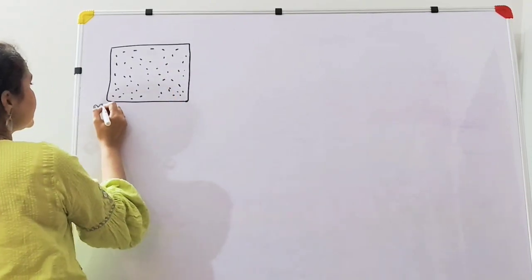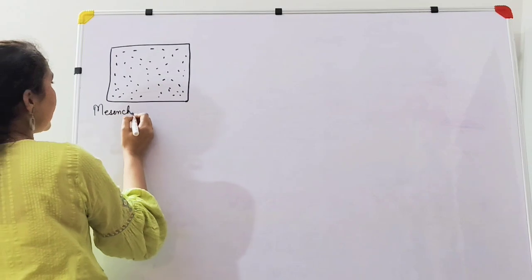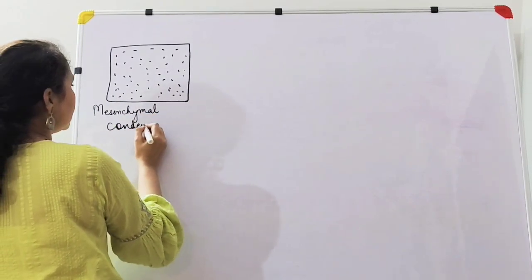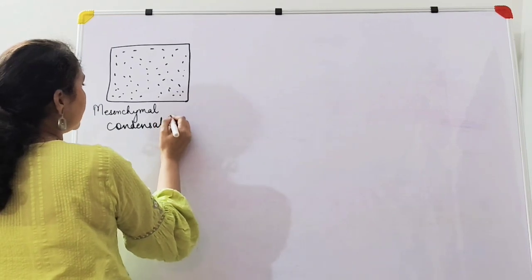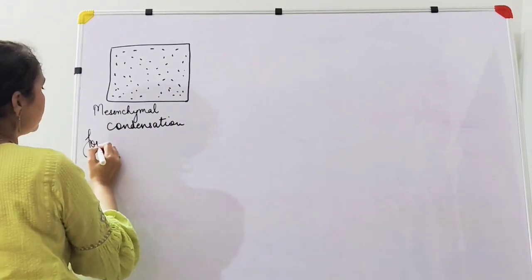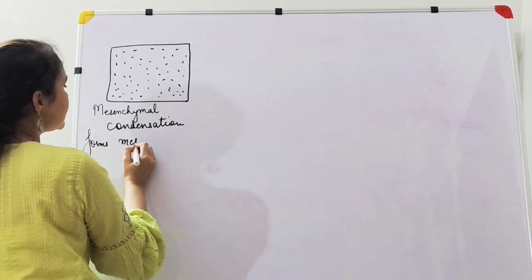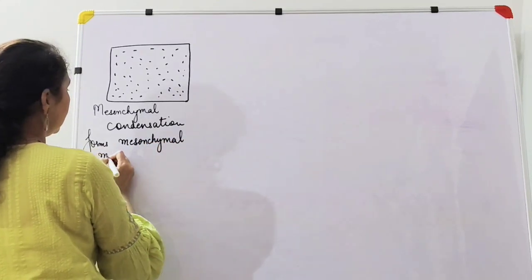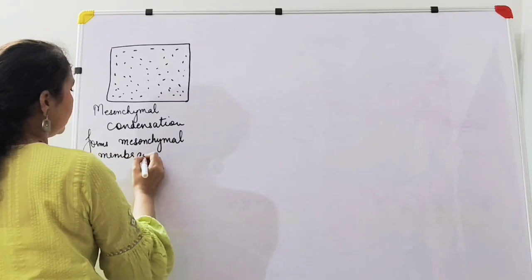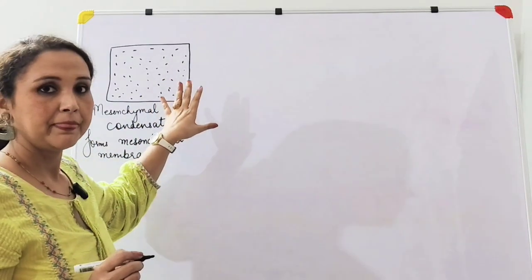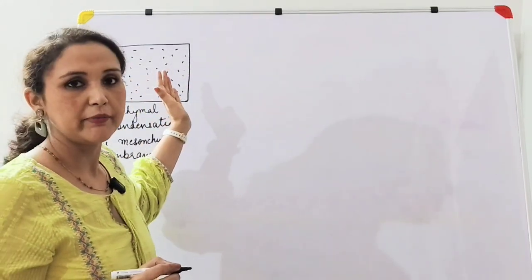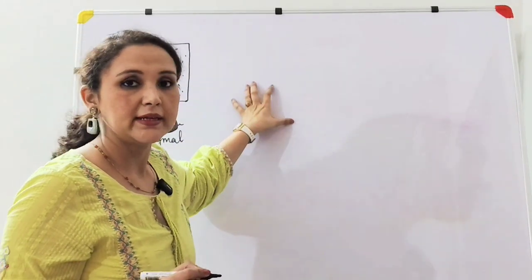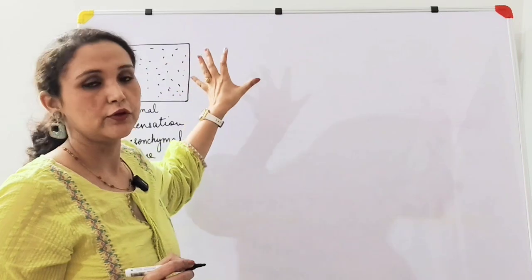Right? So this step is mesenchymal condensation, right? That leads to the formation of the mesenchymal membrane. This is the first step. That was there in the intramembranous ossification also. Now what is going to happen here? An intermediate step, that means the cartilage is going to form here.